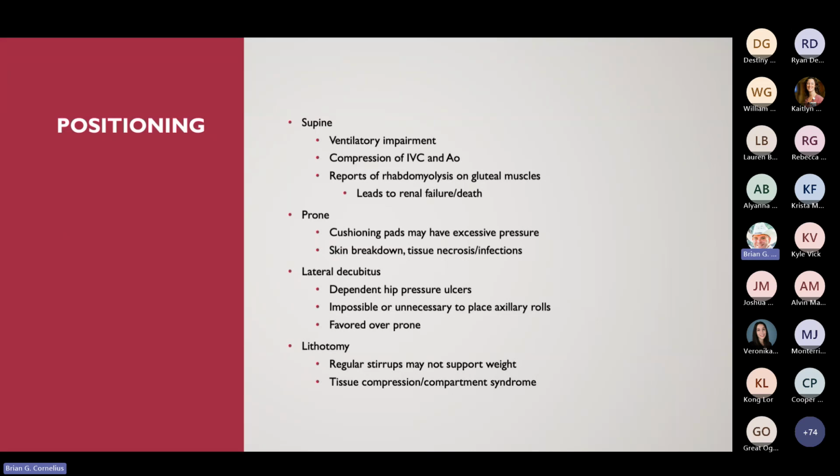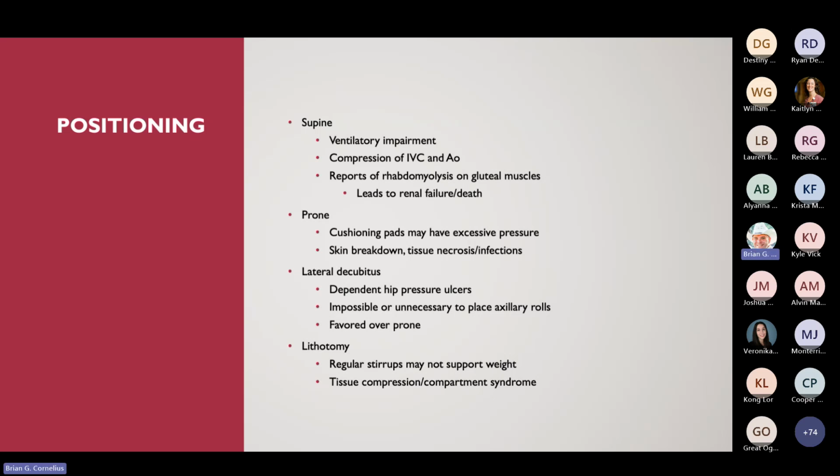When we turn these patients prone, and we're going to look at pictures of all these positions in just a second and talk about the individual complications, you're distributing a whole lot of body habitus on very small pads. As a result, they may have excessive pressure on those pads. Underneath that, you tend to have skin breakdown, which, just like above, can lead to tissue necrosis, rhabdo, infections, and death.